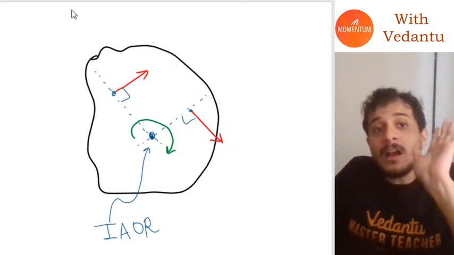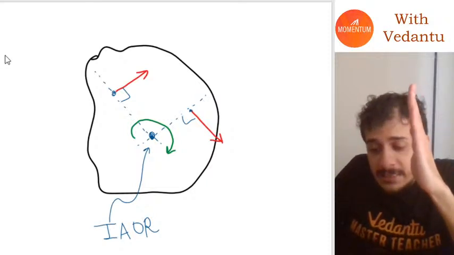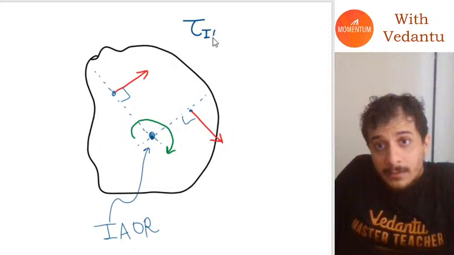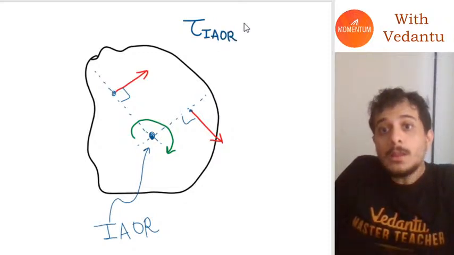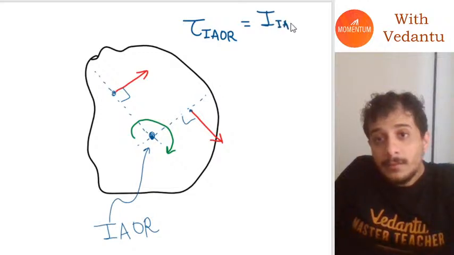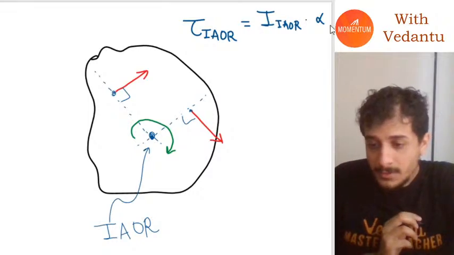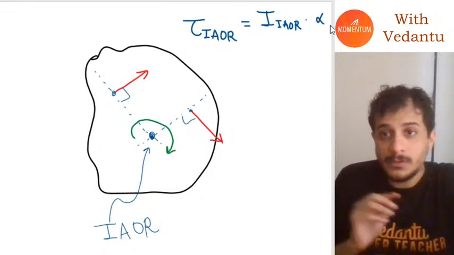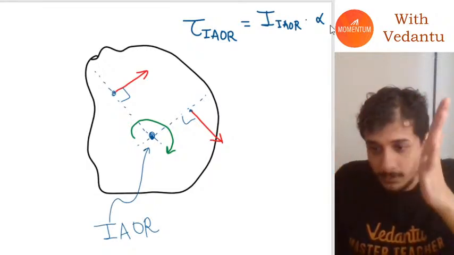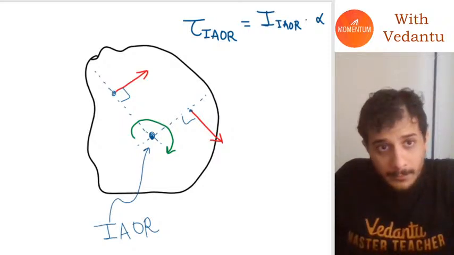Whenever we have an instantaneous axis of rotation, we can use a very simple formula. We can say that the torque about the instantaneous axis of rotation will be equal to the moment of inertia about the instantaneous axis of rotation into alpha. I hope you guys are following. Oh my god, this is such a khatanak concept. All right, I hope everybody understood.